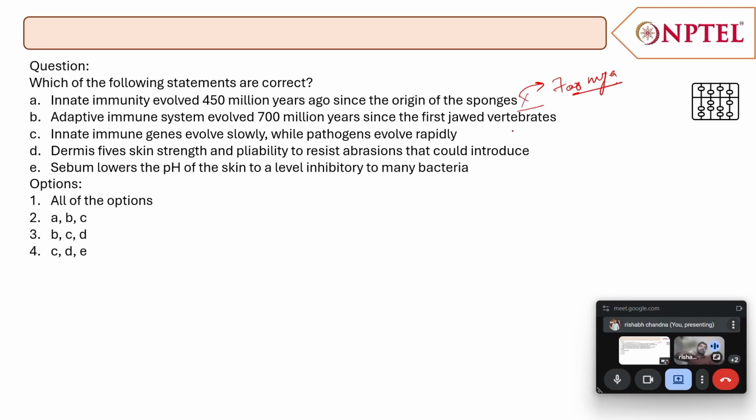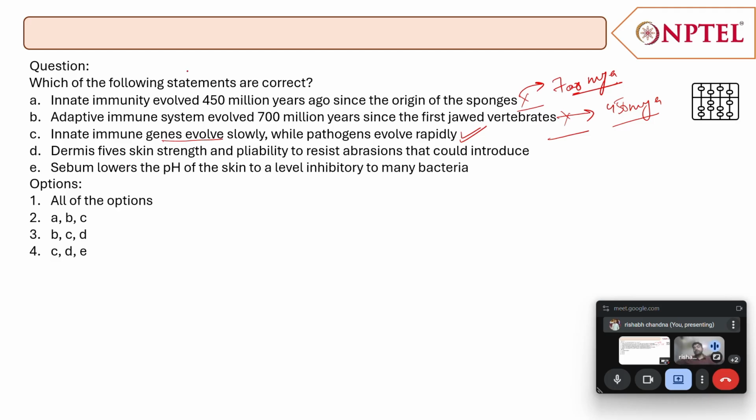Adaptive immune system evolved 700 million years ago since the first jawed vertebrates. No, this is 415 million years ago. Okay, so this option is also false. Innate immune genes evolve slowly while pathogens evolve rapidly. Yes, this is correct because innate immune genes help in recognizing the pathogens. And whenever the pathogens evolve, these genes actually become short of recognizing those pathogens.